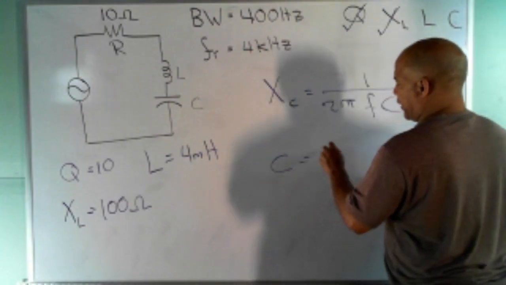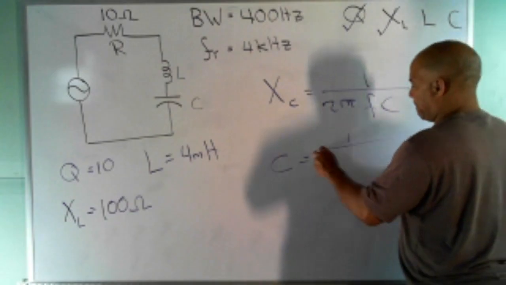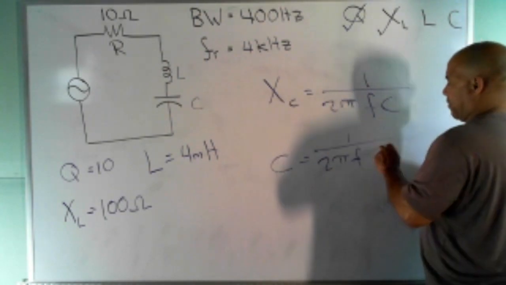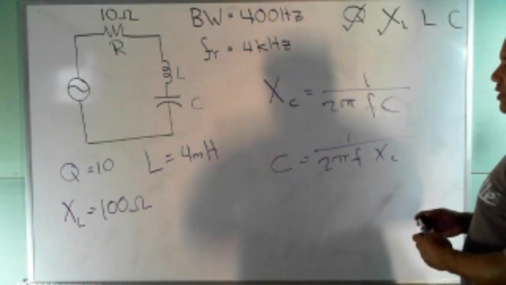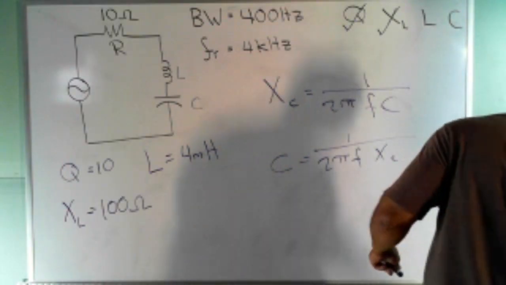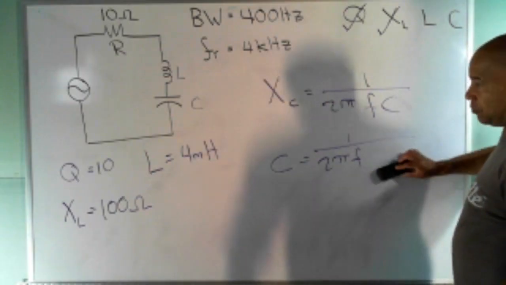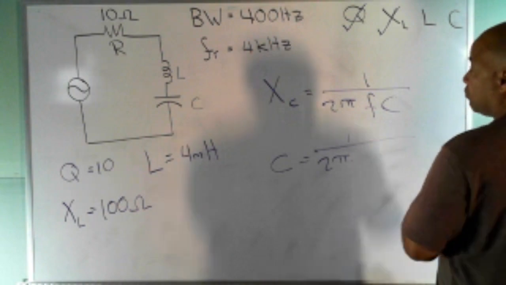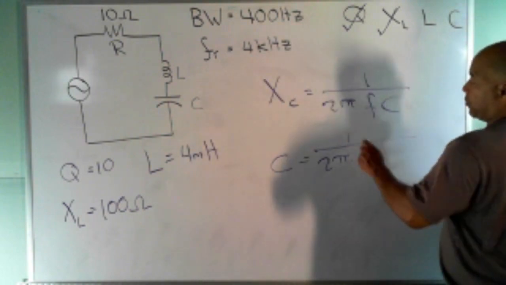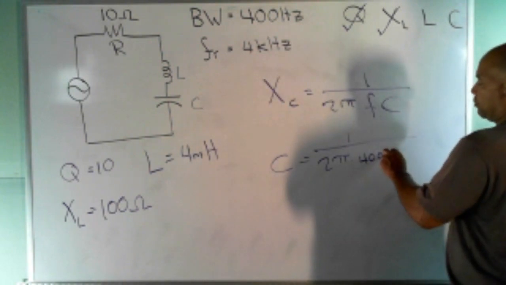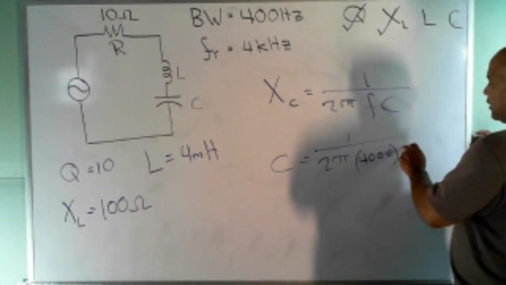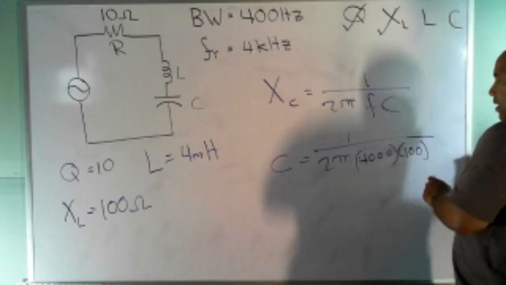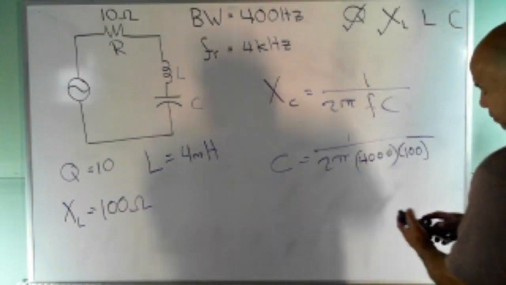Okay, so now we want C. We know that resonance is the same as XL, so I can just stick that value in there. As we said, XL was 100. F was 4,000. XC is the same as XL, which is 100. And again, I'm leaving the units off.